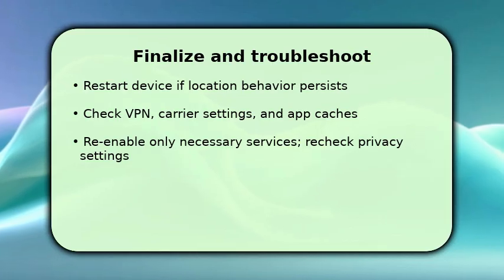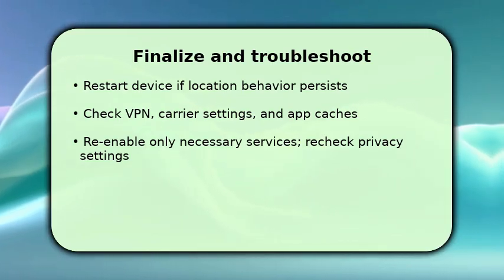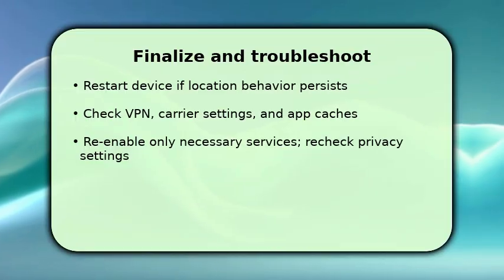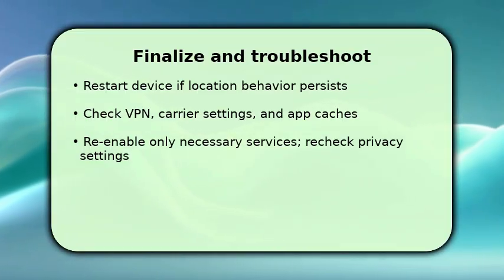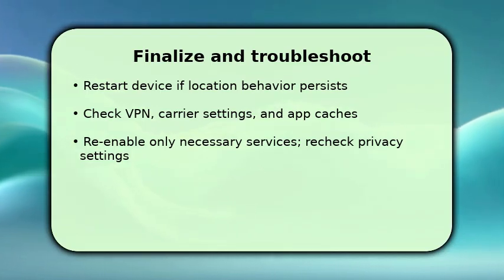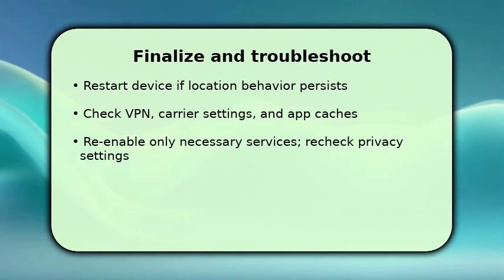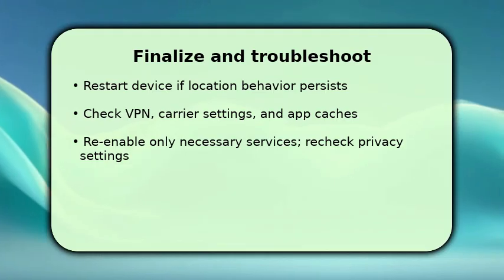If location still appears active, make sure VPNs or carrier-assisted location services aren't overriding settings, clear app cache, and check browser site permissions. If nothing works, reset network settings as a last resort. Remember, re-enable only essential services later and periodically review permissions to keep.